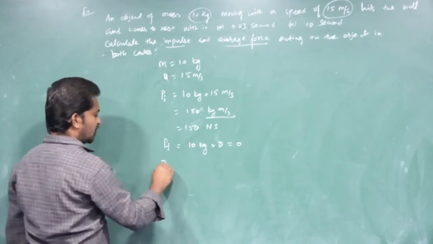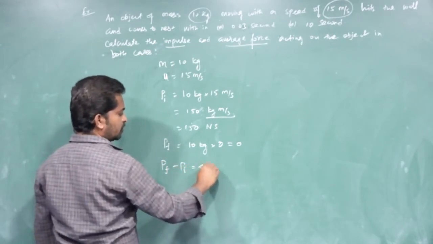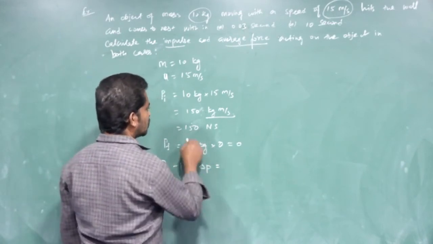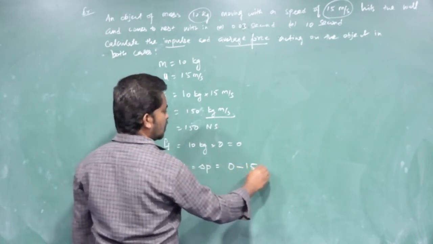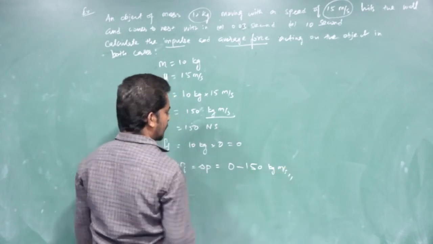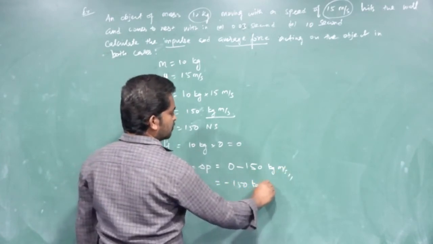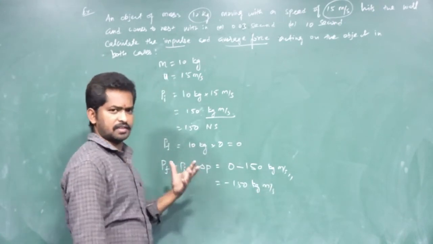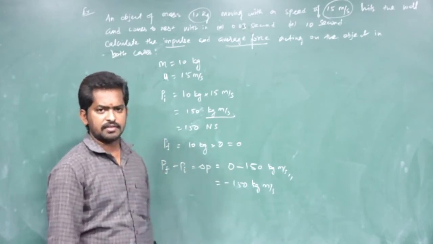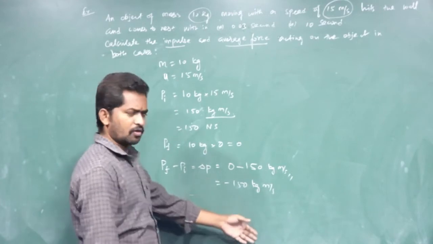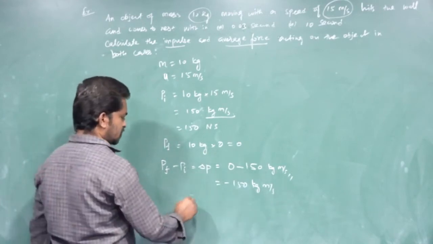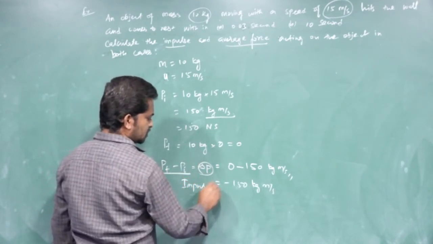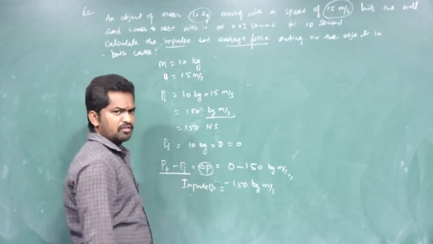Now I calculate the change in momentum, final minus initial: del P equals final minus initial. The final value is 0 minus the initial 150 kilogram meter per second, so we get minus 150 kilogram meter per second. The negative sign indicates the velocity of the object decreases, that is, it is decelerated. Initially it has maximum velocity and finally zero velocity, so it decreases, and the negative sign indicates deceleration of the object. This is the change in momentum del P, and it is the impulse. Impulse is equal to 150 kilogram meter per second.